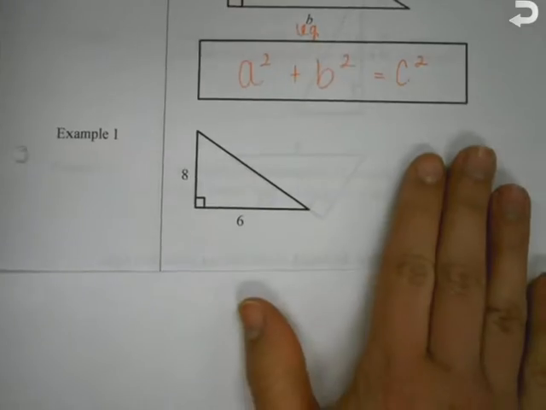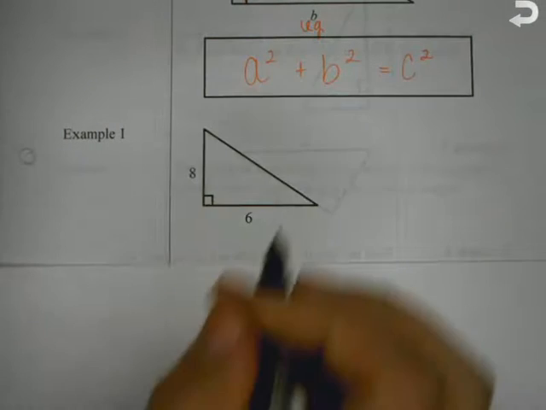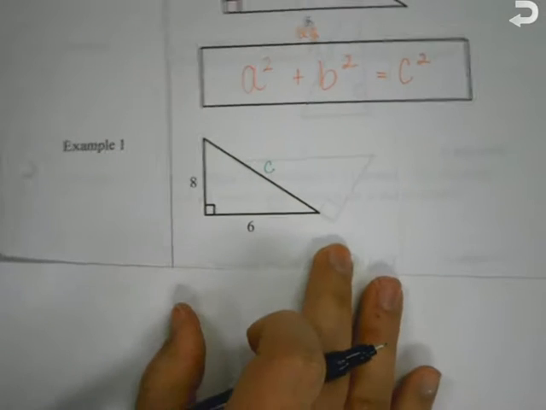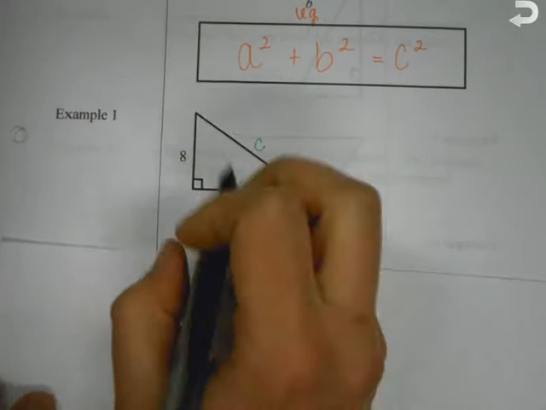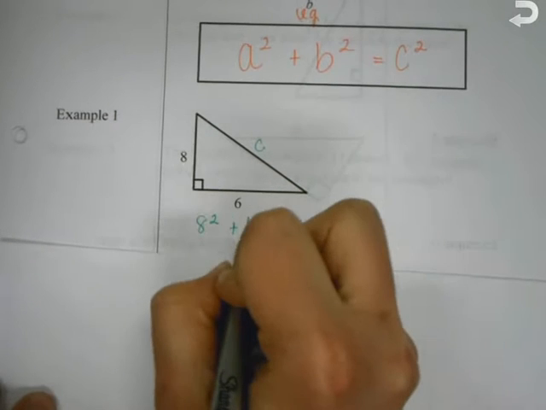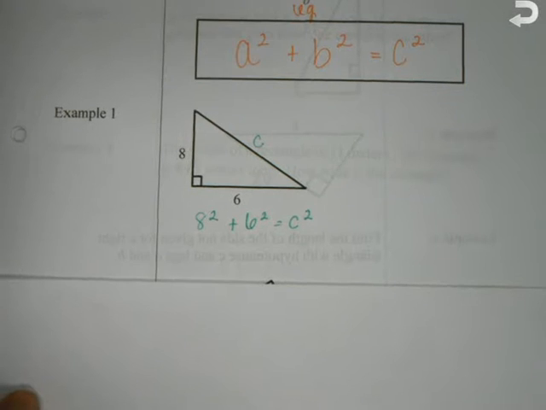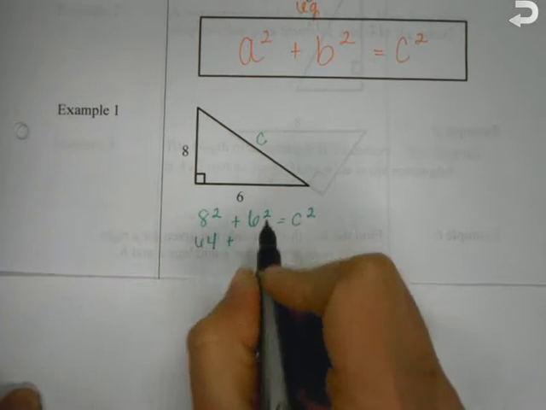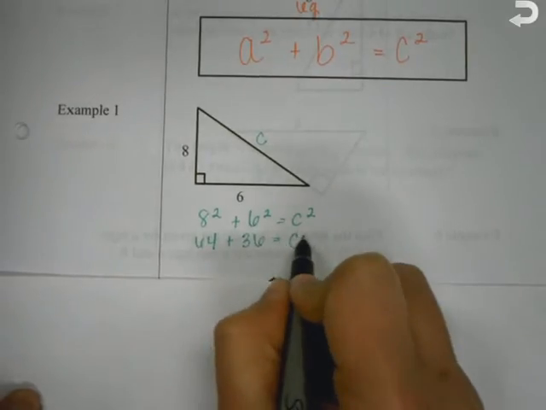Here's a right triangle. The legs are 8 and 6. We want to find the length of the missing side, which in this case is the hypotenuse, C. So I'm going to label it C. So let's plug these into the formula. 8 squared plus 6 squared equals C squared. What is 8 squared? 64. What's 6 squared? 36. Equals C squared. So we add them.